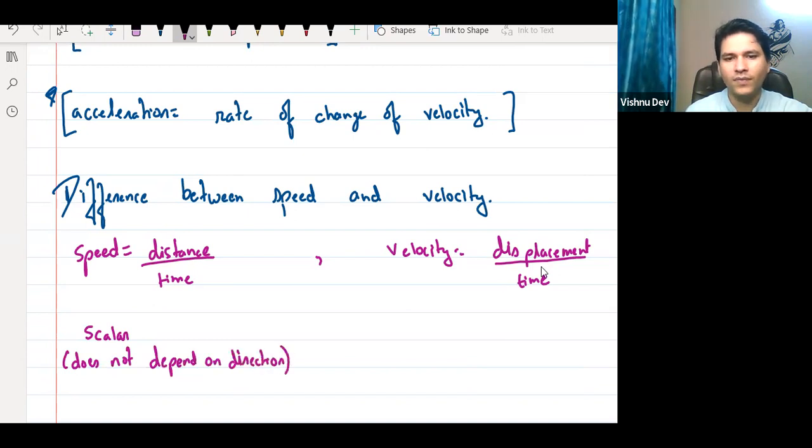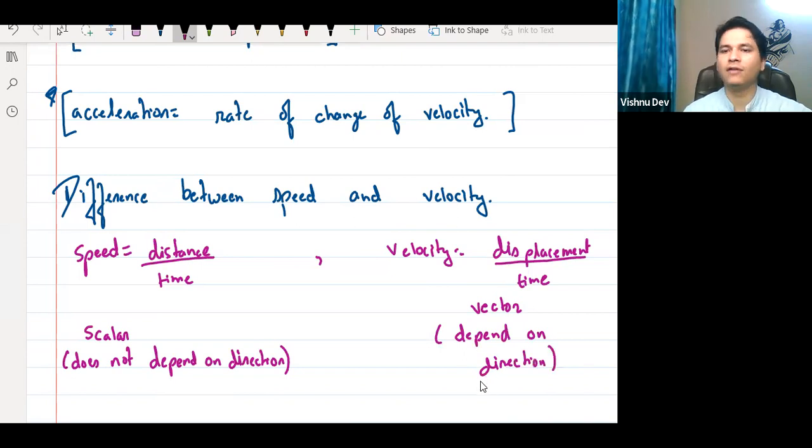What about displacement? Displacement is vector or scalar? Tell me. Displacement is vector. Yes, very good. Vector, correct. Displacement is a vector, so velocity will also become a vector, and it depends on direction.